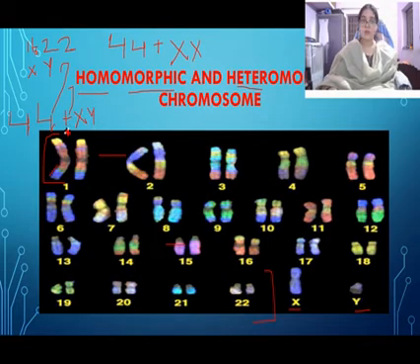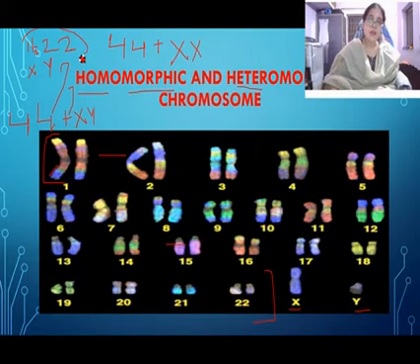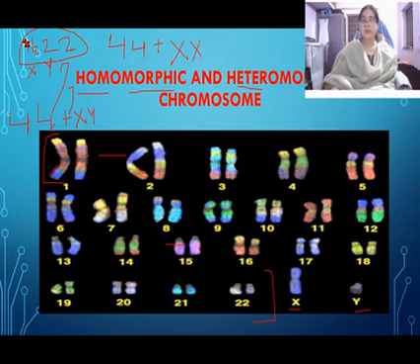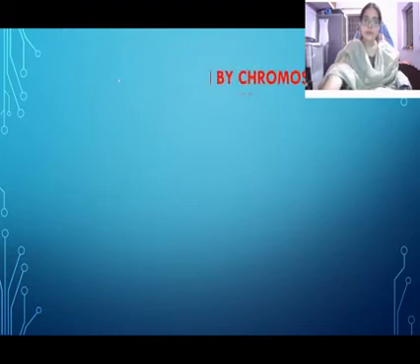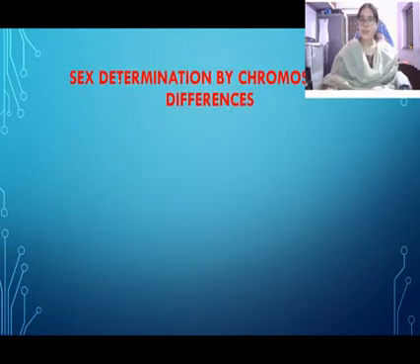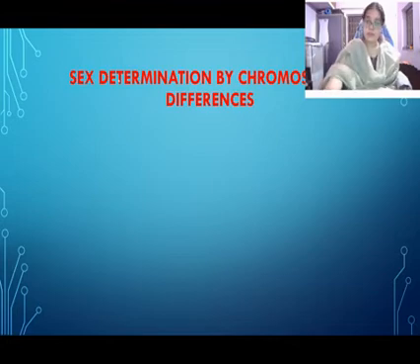So now you have the concept of what a homomorphic chromosome is. Chromosomes 1 to 22 are also known as autosomes. Auto means same, whereas X and Y are also known as allosomes. So don't get confused by these terminologies. Now, sex determination by chromosome differences.